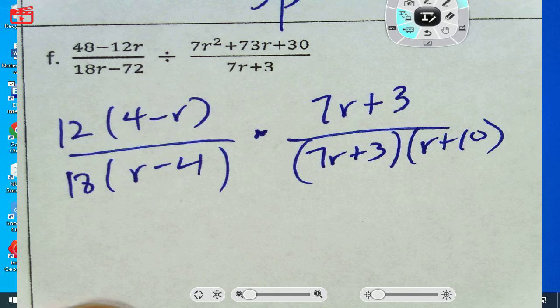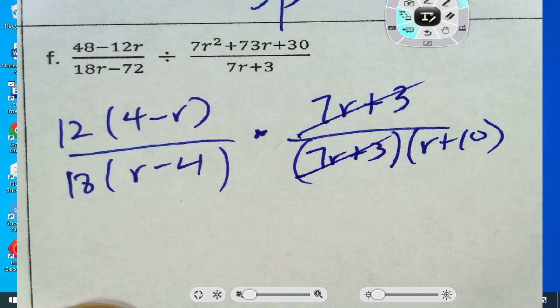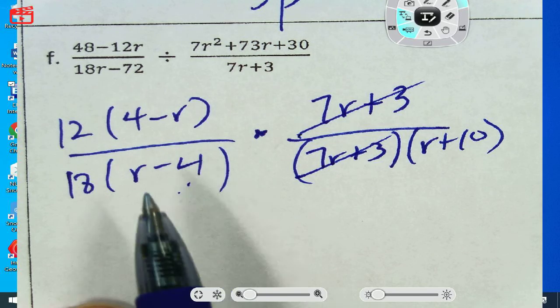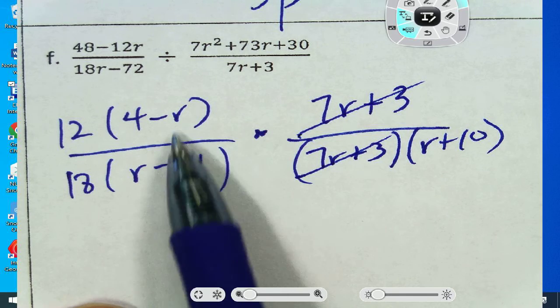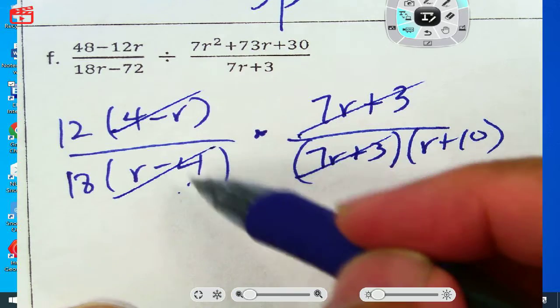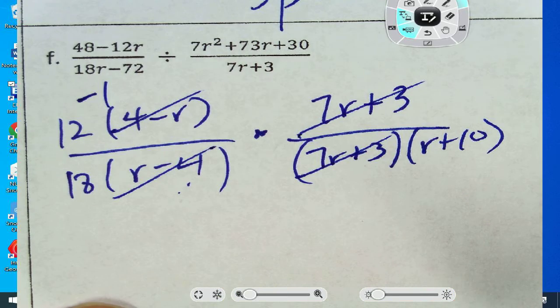Okay. What can I reduce? 7r plus 3. Anything else? 4 minus r and r minus 4. Okay. If I reduce these two, does anything get left behind? A negative sign. So when I cancel something that looks alike except for the signs, it's going to leave a negative sign. So I'm going to put the negative one up there. Anything else reduce? Tucker, anything else reduce?